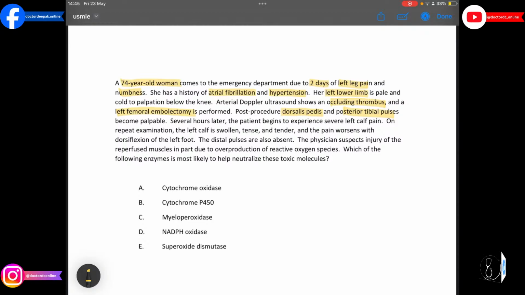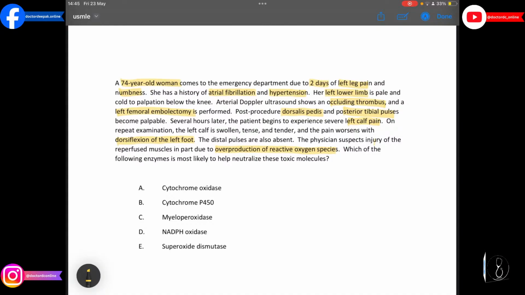Several hours later, the patient begins to experience severe left calf pain. On repeat examination, the left calf is swollen, tense, and tender, and the pain worsens with dorsiflexion of the foot. The pulse is present. The physician suspects injury of the reperfused muscle due to overproduction of reactive oxygen species. Which of the following enzymes is most likely to help neutralize this toxic molecule?